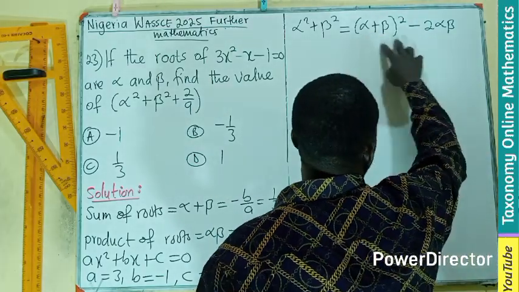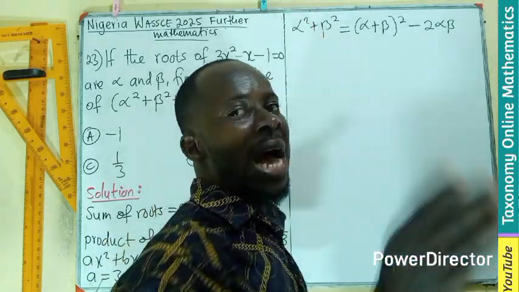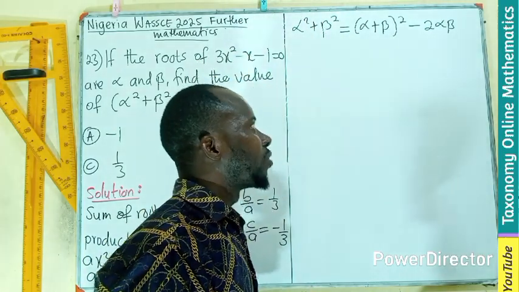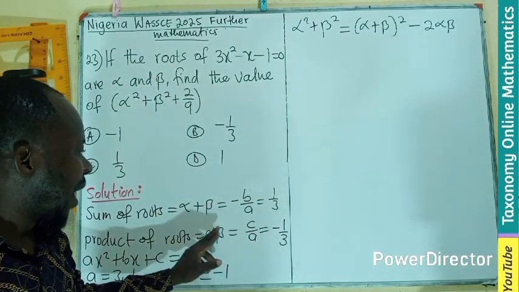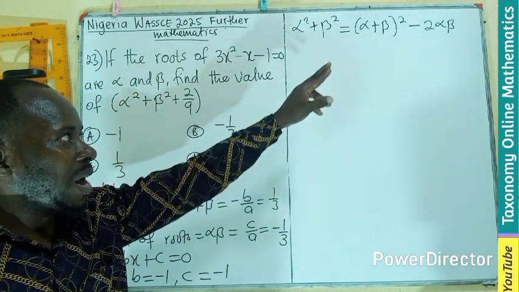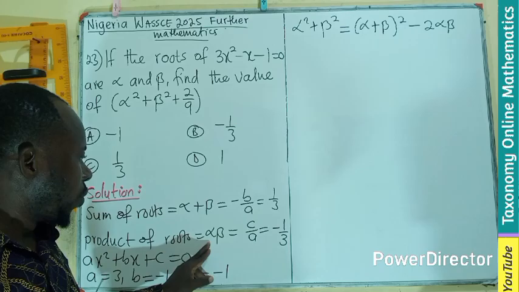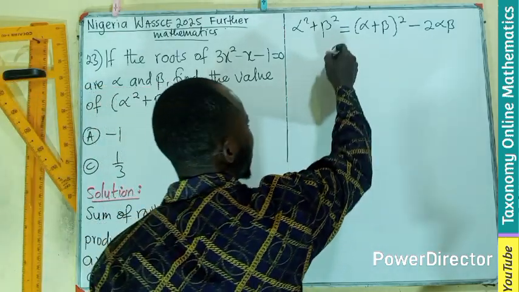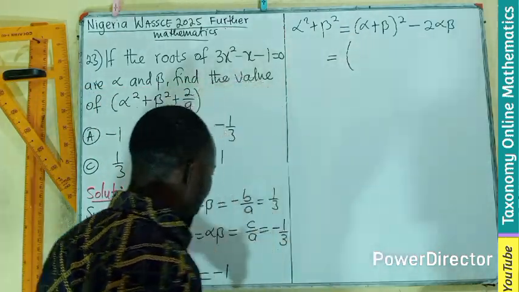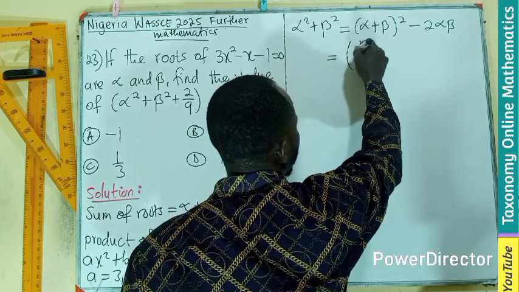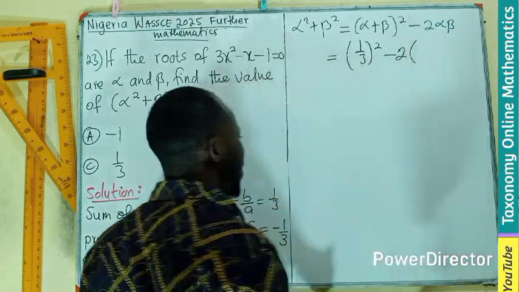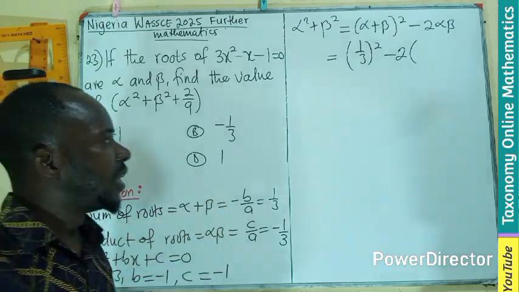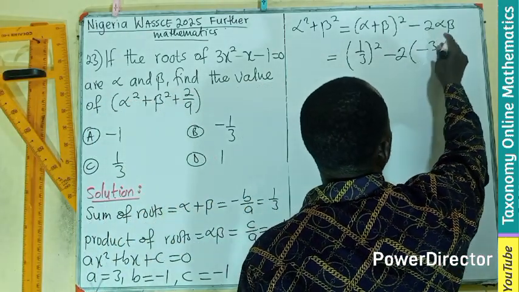So whatever is here is just the same as alpha squared plus beta squared. In this case, I can see that alpha plus beta is here, and alpha times beta is also here. So I only do substitution: alpha plus beta, 1 on 3, all squared, minus 2 times alpha times beta, which is negative 1 on 3.